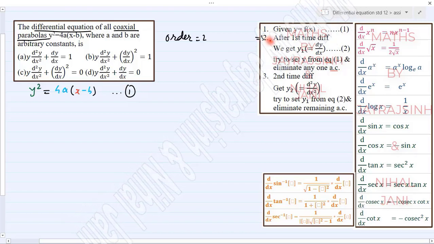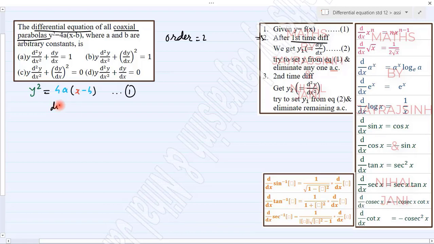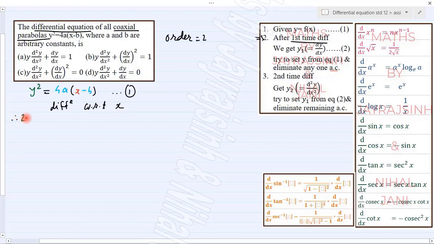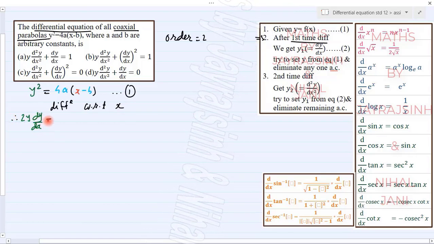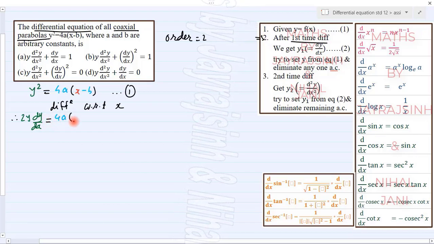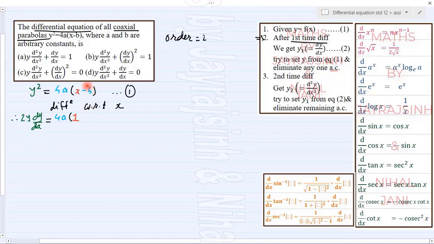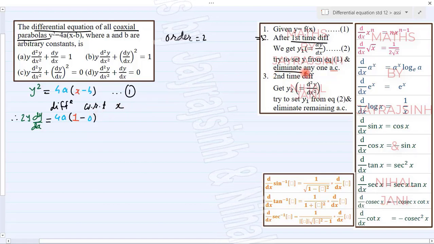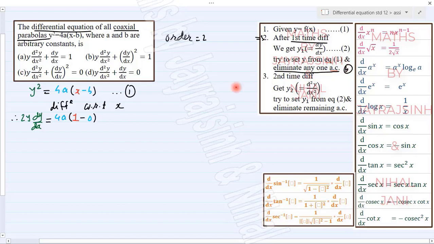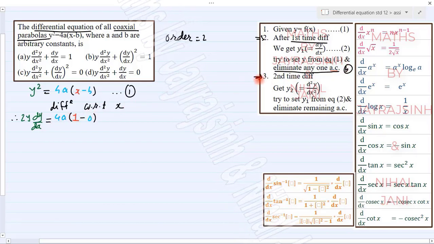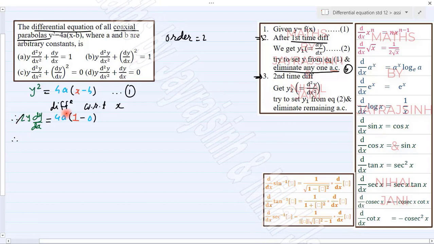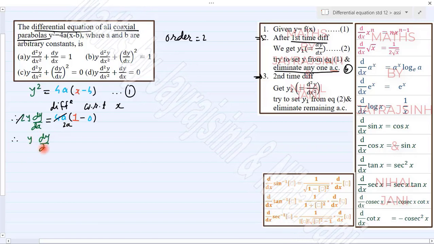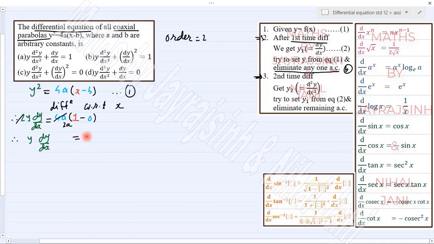Now in the second step, we have to differentiate for the first time. So let's differentiate our equation with respect to x. So here we'll get 2y dy by dx, and on the right hand side 4a will be as it is, differentiation of x will be 1 and differentiation of b will be 0. So here we eliminate one arbitrary constant, which is b in this case. So before we go for the third step, let's simplify. We can cancel out this 2 and 4a will become 2a. So here we'll get y into dy by dx is equal to 2a.